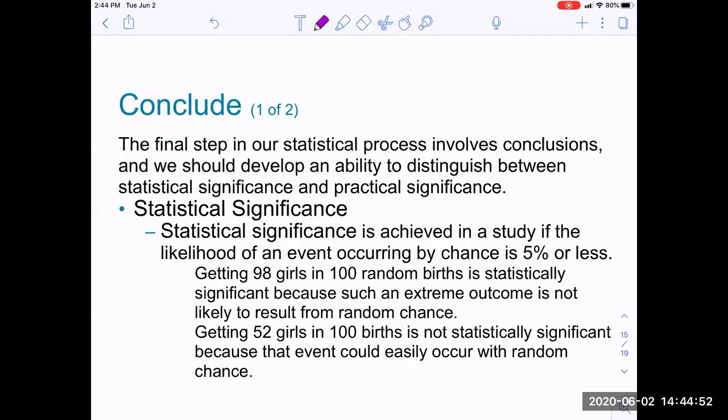So let's look at statistical significance versus practical significance. So if you look here, stuff happening at less than 5%, we're going to call that statistically significant. So if you got 98 girls and 100 random births, that's statistically significant because it doesn't seem it's happening by chance, because we know they should be about 50 girls and 50 boys. So if you got 52 girls, well, that's not far from 50, so it's not statistically significant.